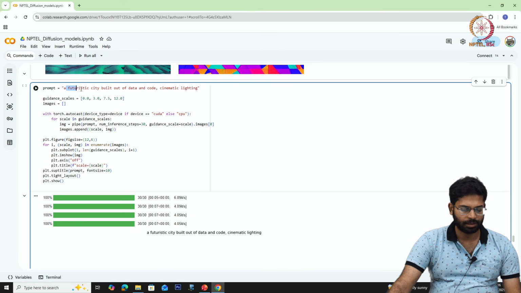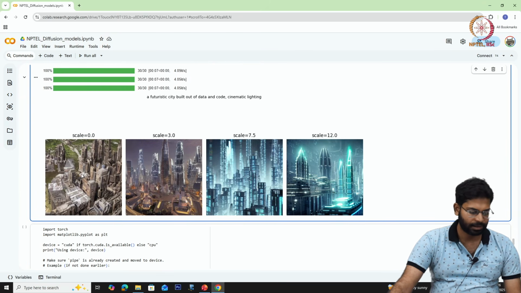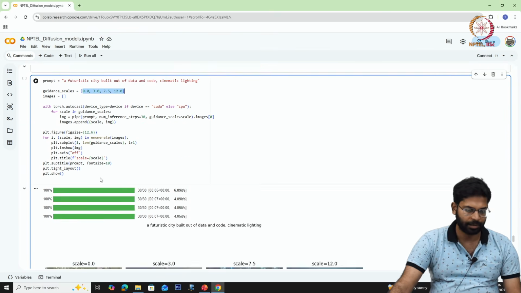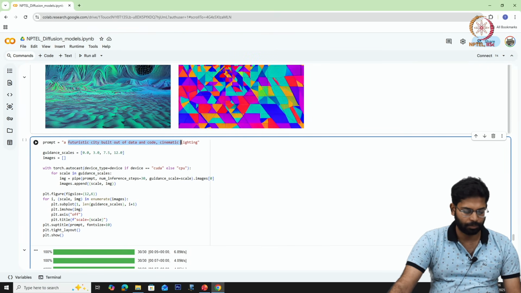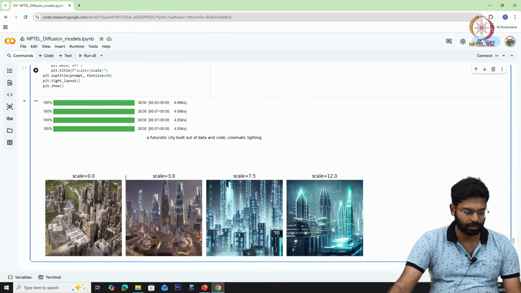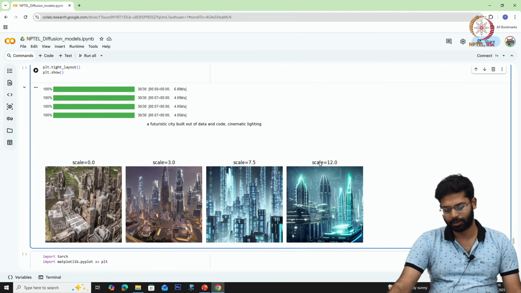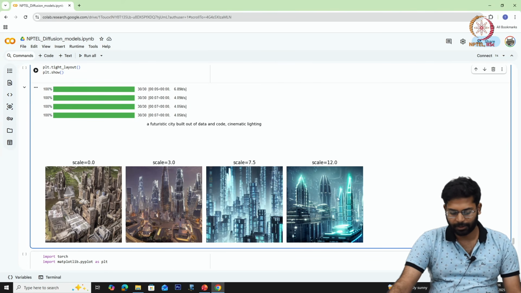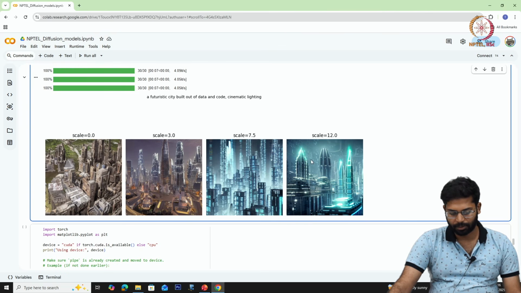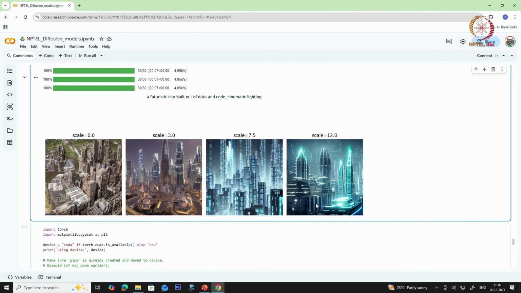So here the prompts are essentially conditionings, right? So when you say futuristic city built out of data and code, cinematic lighting, and you keep different guidance scale values from 0, 3, 7.5, 12, slowly you are increasing the guidance. What you can see is the first image it generated did not really abide by the prompt's specificness. There is no cinematic lighting and all that. As the scale increases, the conditioning becomes stronger and stronger, and towards the higher scales you see very strong conditioning on the prompt.